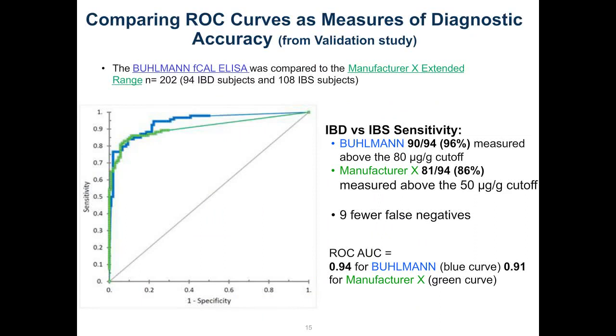Here's another study, also using the Bühlmann ELISA, comparing to a manufacturer X extended range. And again, the sensitivity for the Bühlmann kit at 80 was 96%, whereas it's 86% for the manufacturer X assay. And what does that mean? It means at least 9 pure false negative patients out of these about 110 patients. This is very important. And you can see here the Bühlmann is the blue curve versus the green curve.